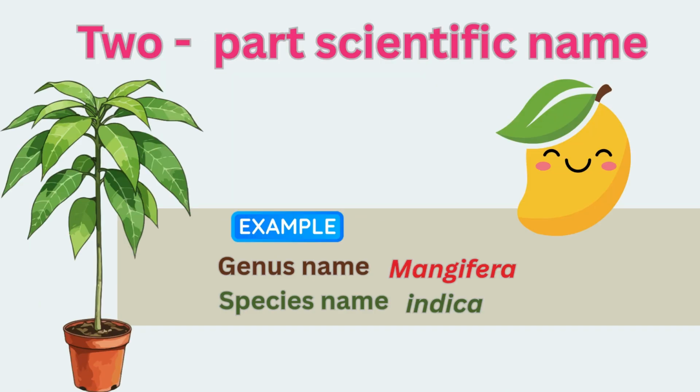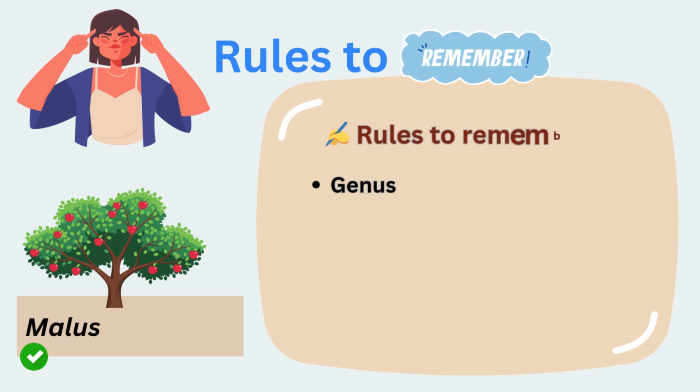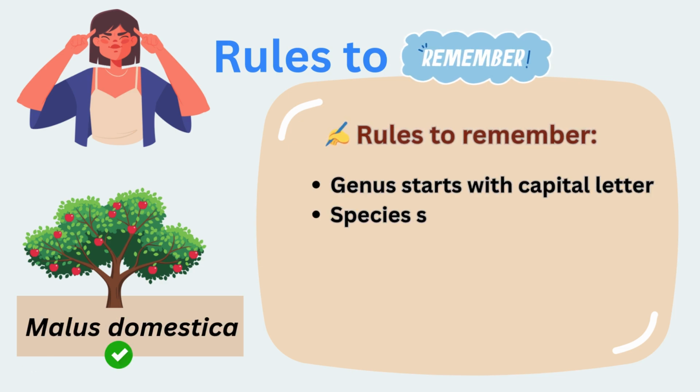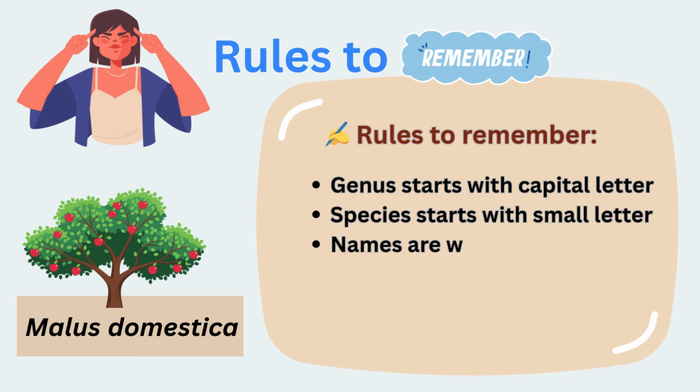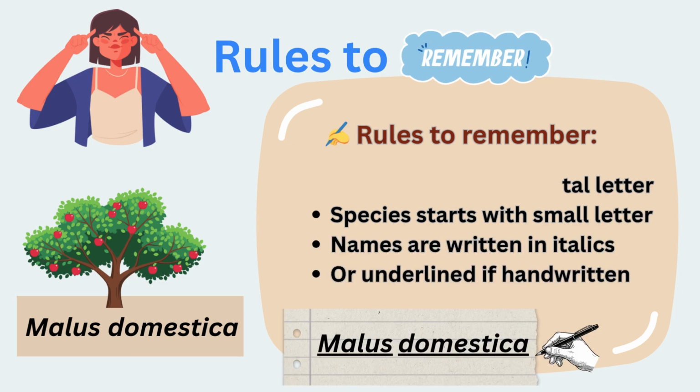For example, mango: Mangifera indica. Mangifera is the genus, and indica is the species. So here are the rules to remember: the genus always starts with a capital letter, the species starts with a small letter, and names are written in italics, or underlined if handwritten.